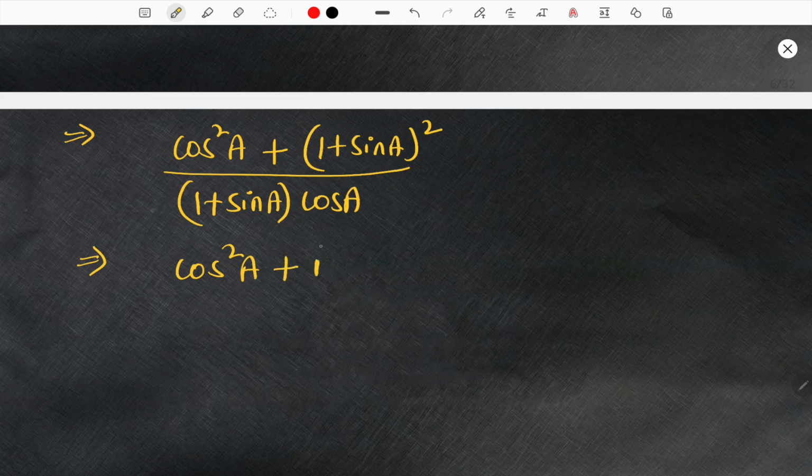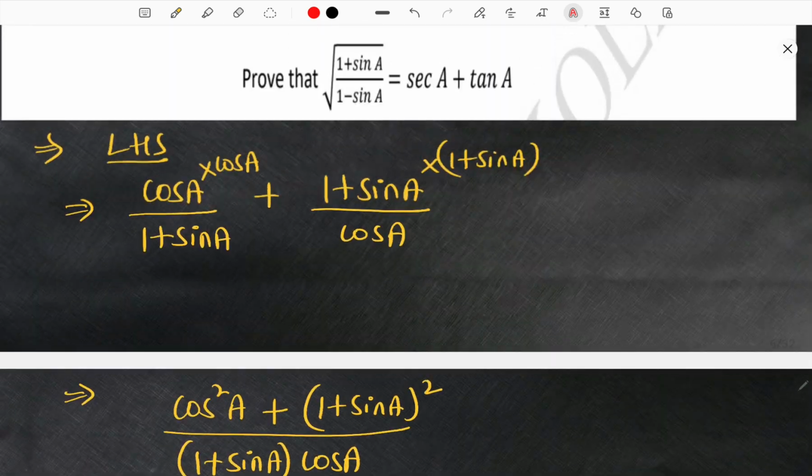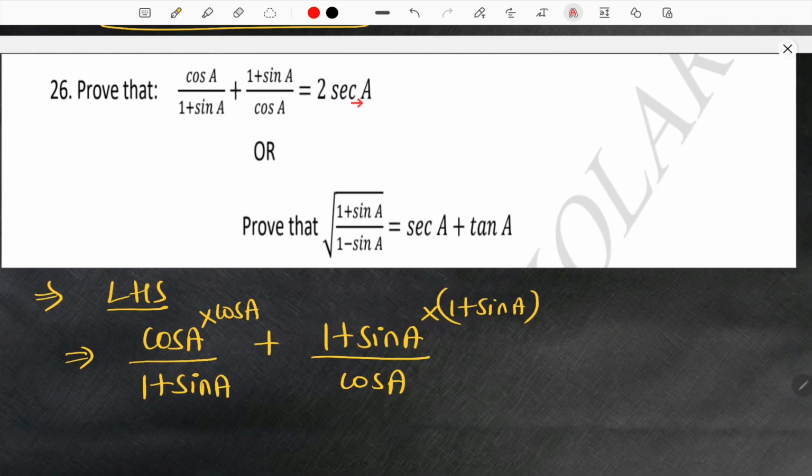(A plus B) whole square means A square plus B square plus 2AB. 2AB means 2 into 1 into sin A. Then divided by, you just keep it as (1 plus sin A) into cos A only for the time being. Alright, because what do we want? We want 2 secant A on the RHS.